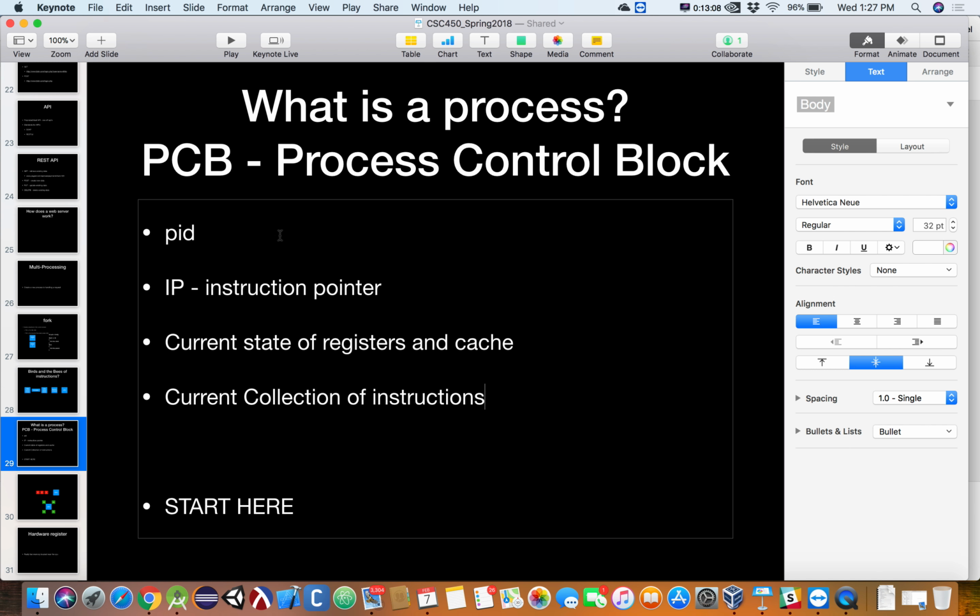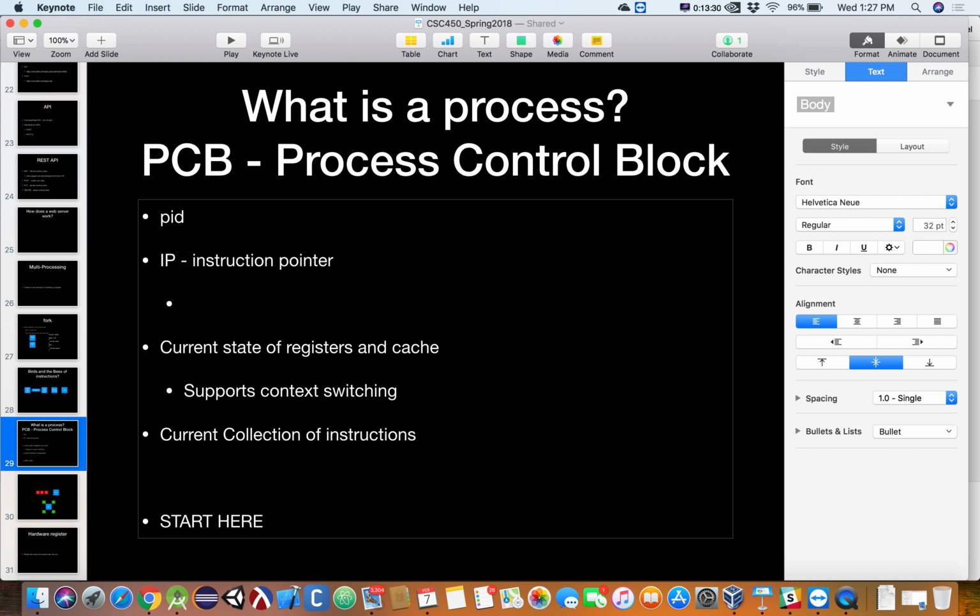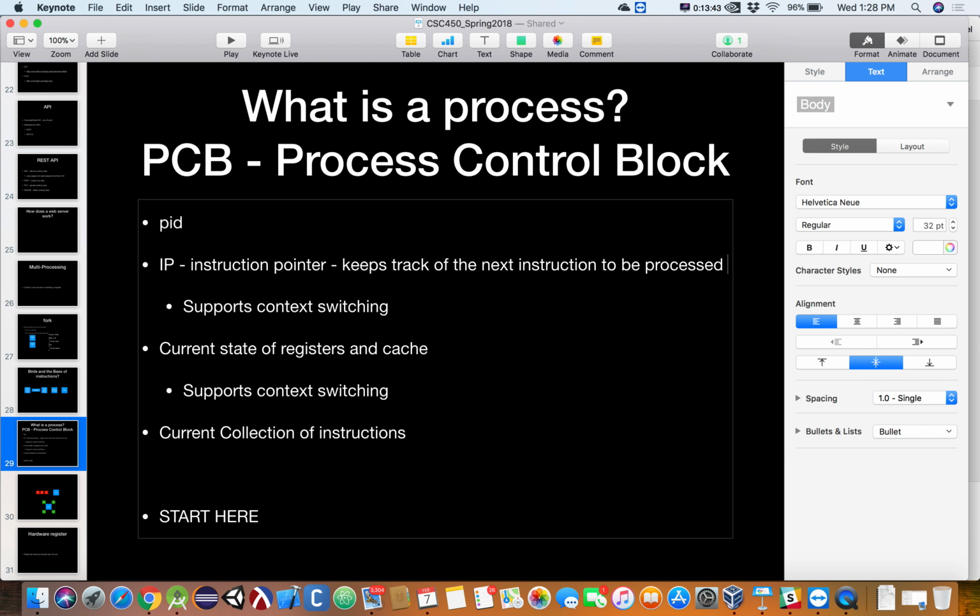What we care about in here is kind of the nature of our processes. Now, the reality is, we have all of our instructions. We have all the current state of the registers. This is to support context switching. Instruction pointer, this is also to support context switching. So this keeps track of the next instruction to be processed by the CPU.